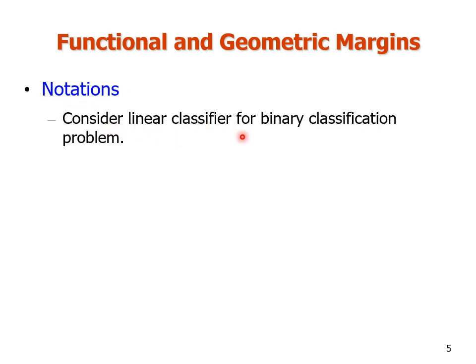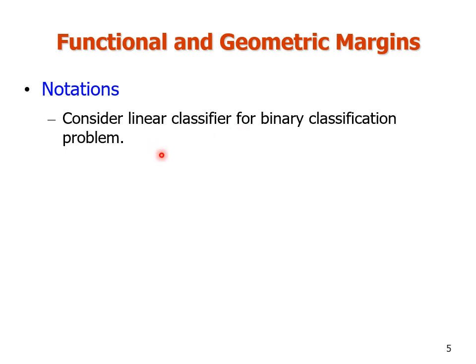Now, we are going to formally discuss two important kinds of margins known as functional margin and geometric margin. To make our discussion of SVM easier, I would like to introduce a new notation for talking about classification. We will be considering a linear classifier for binary classification problem. That means we are considering a linear classifier to classify between two classes. So we have two target classes.